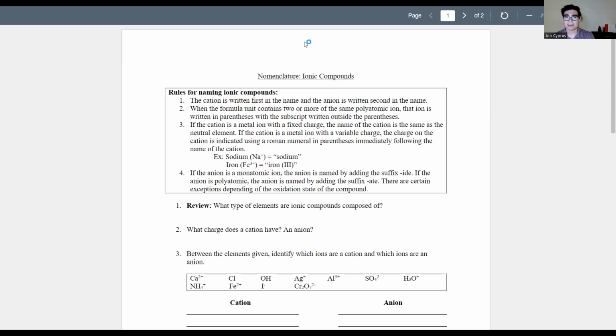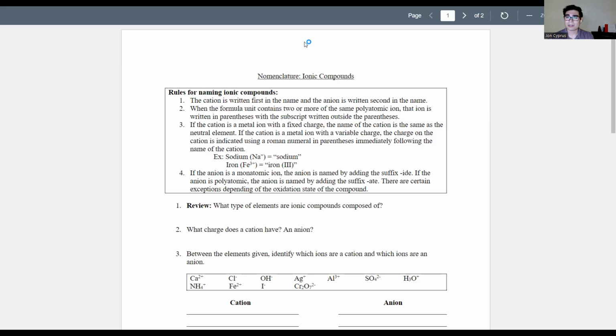Three, it says if the cation is a metal with a fixed charge, you just name the cation as the neutral element, like lithium, sodium, calcium, all that fun stuff. If the cation is a metal ion with a variable charge, so typically those transition metals that we saw in the last one, like nickel, manganese, lead, tin, pretty much all that middle block for the most part is going to be things that can have a variable charge.